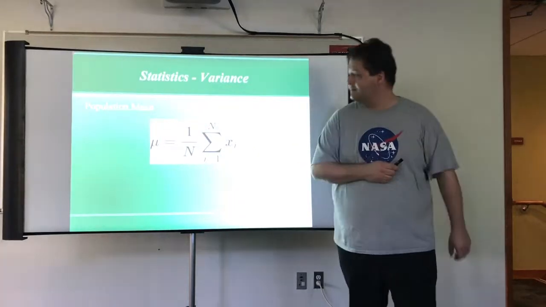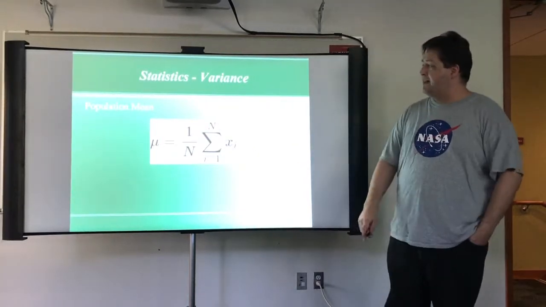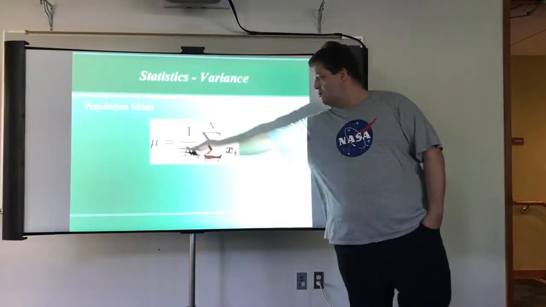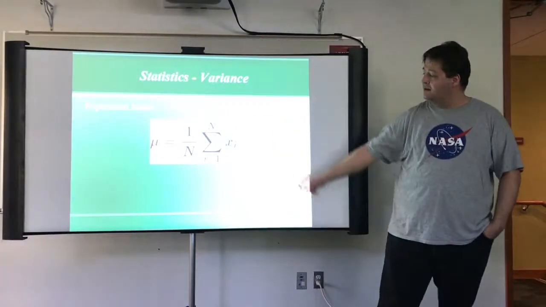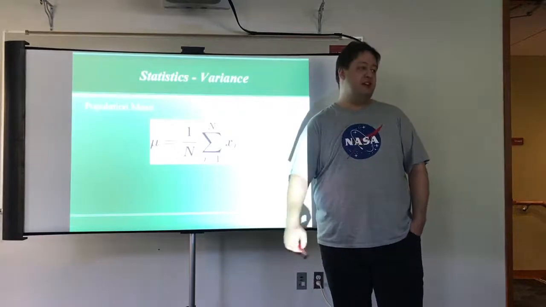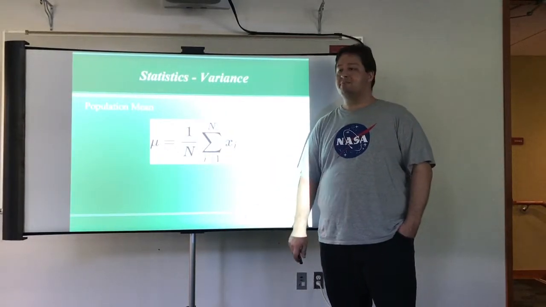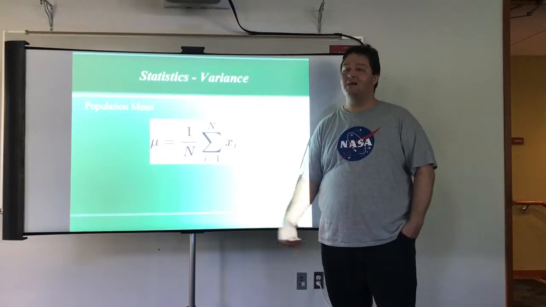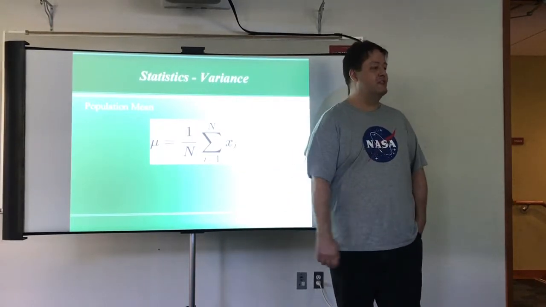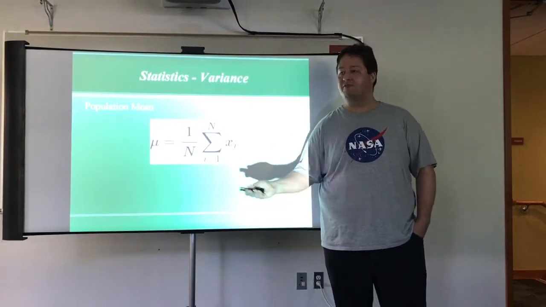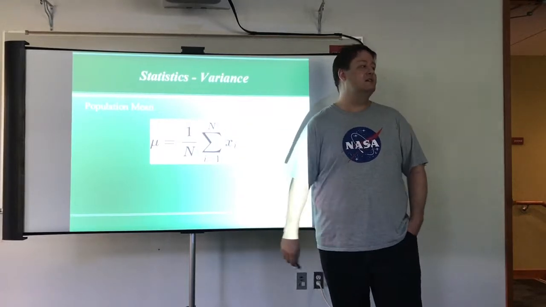So, we'll start getting into some basic math. Here's your population mean. Our mean is 1 over n times the sum of all of our observations. So, a slightly annoying mathematical description, but pretty easy to implement for those of us who are computer programmers: just write a for loop, add them up, divide by the number of observations.